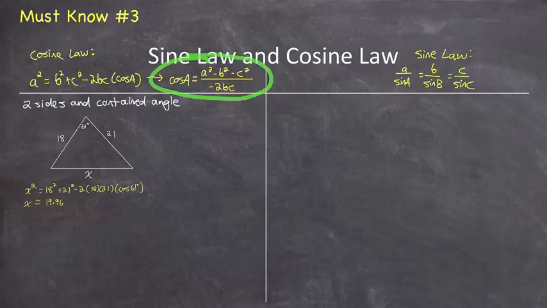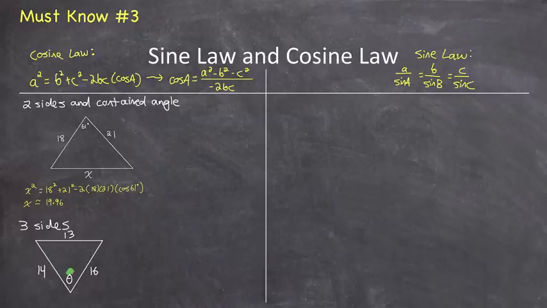This rearranged version of cosine law is used to solve for an angle if you know all three sides of an oblique triangle. If I'm looking for this angle theta, when I use this cosine law, the important thing to notice is that the side that starts in the numerator is the one opposite from the angle you're looking for. So if I'm finding cosine of theta, the side opposite from theta is 13. So I must start with 13 squared, and then subtract the squares of the other two sides, and then divide by -2 times the second two sides, 14 and 16.